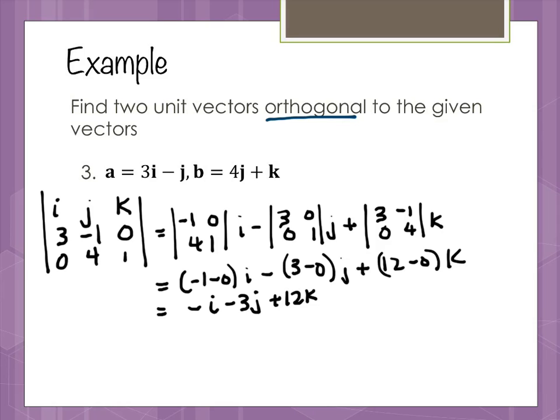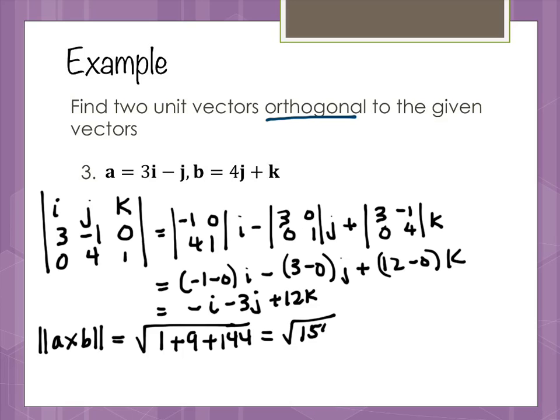And then in order to create a unit vector, of course, we need to figure out what the magnitude of the current vector is that we have. So this is A cross B, and I want to know the magnitude of A cross B. So this is the notation. So this is the square root of 1 plus 9 plus 144, and that's 12 squared. This gives me a square root of 154, which actually doesn't simplify if we try to do it, but that's my magnitude currently. I want to create a unit vector from that magnitude.